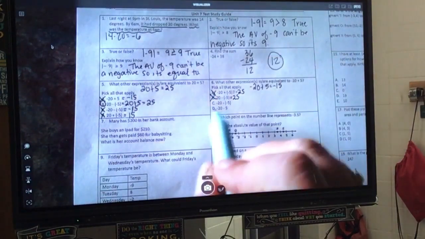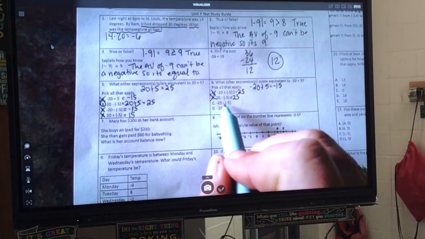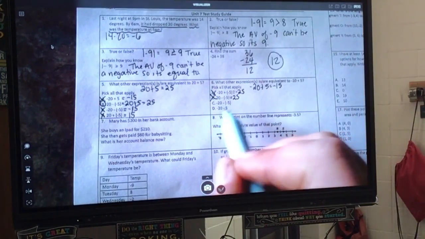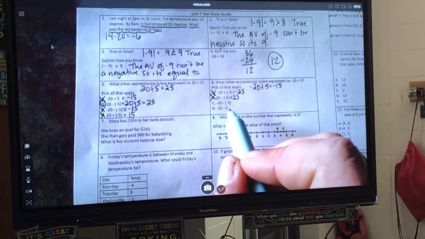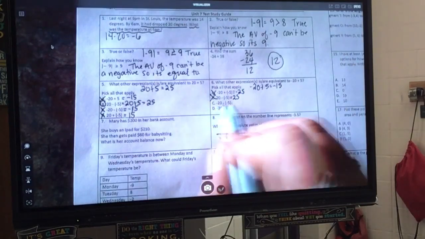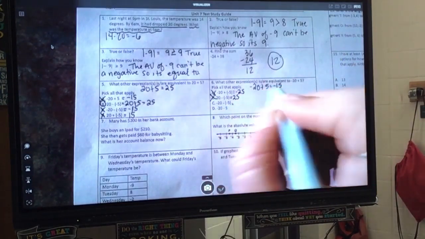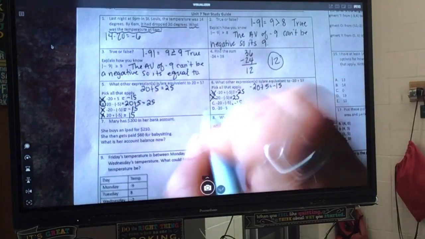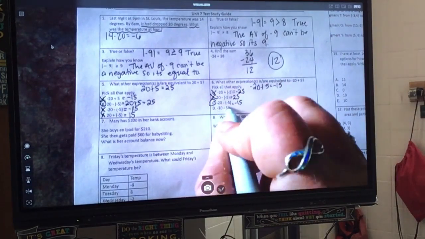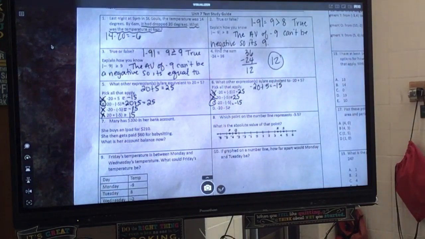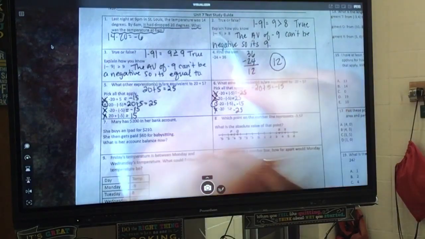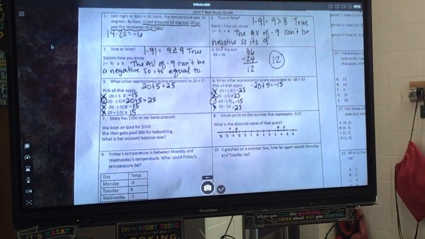Alright, this one is negative 20 minus negative 5. What does the negative 5 become, William? Positive. Right, so then we're going to do negative 20 plus 5, which gives us negative 15. Okay, so that one is going to work. And then the last one is negative 20 minus 5. What does that give us? Negative 25. Alright, so for number 5 it should be B, and for number 6 it should be C.